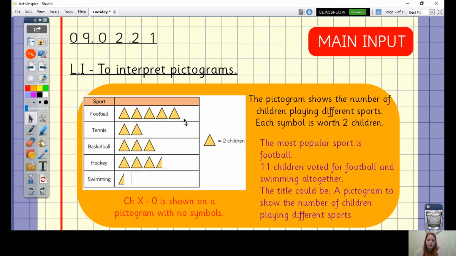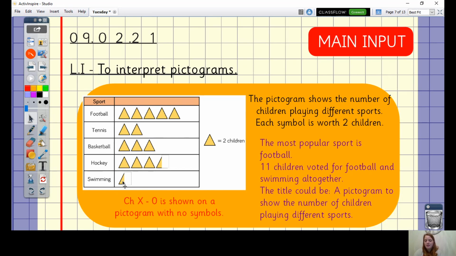And then to try and find our total of the children playing football and swimming, we were to count our football first of all, 2, 4, 6, 8, 10. So 10 children playing football and 1 child going swimming. 10 add 1 makes 11. So 11 children voted for football and swimming all together.